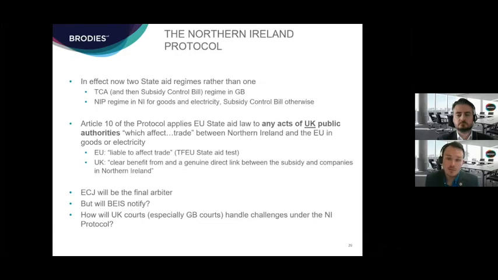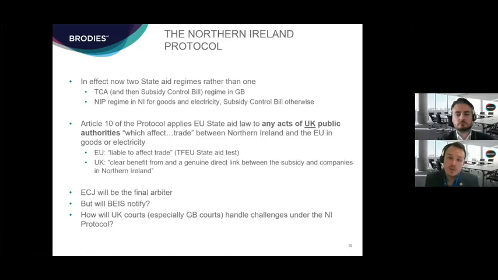The EU's view that it has given is that it's the same as the old state aid test, that it's liable to affect trade, whereas the view that has been given by BEIS, by the UK government, is that there has to be a direct, genuine link between the subsidy and companies within Northern Ireland. So how do we tie those two different views together?